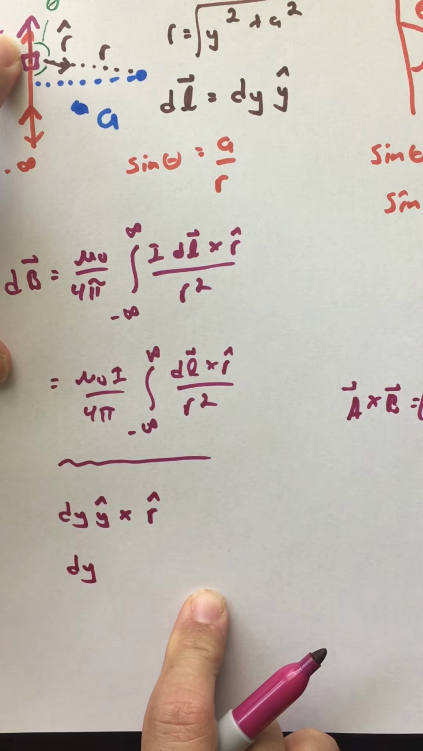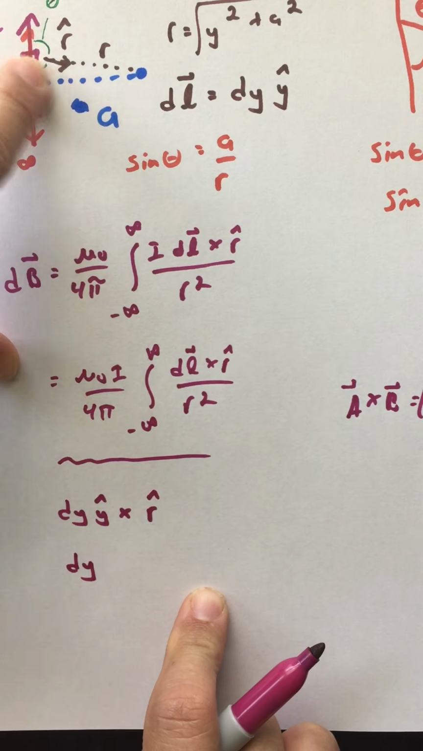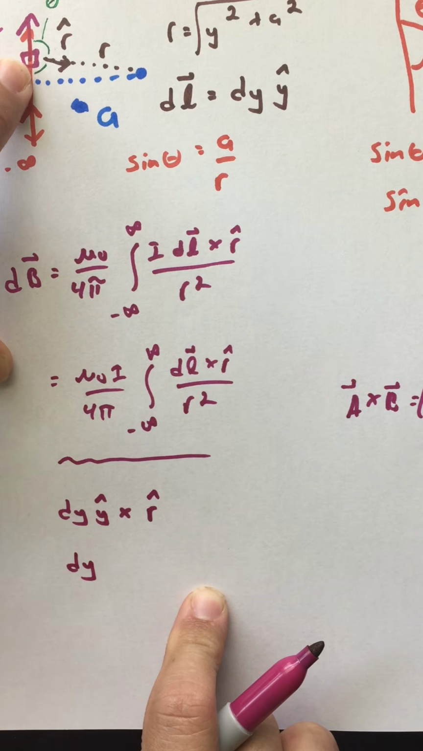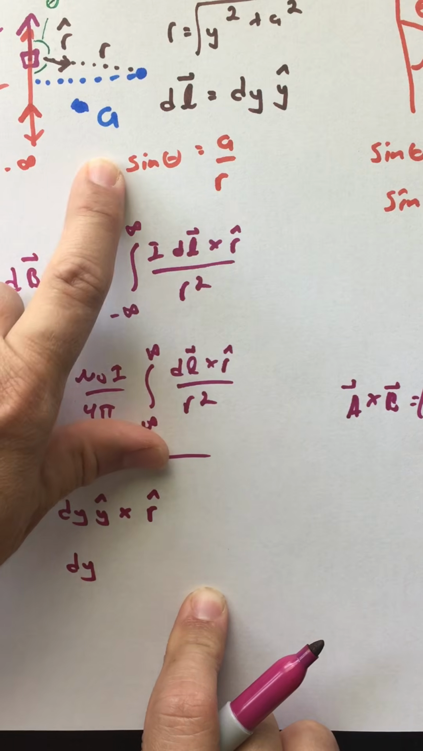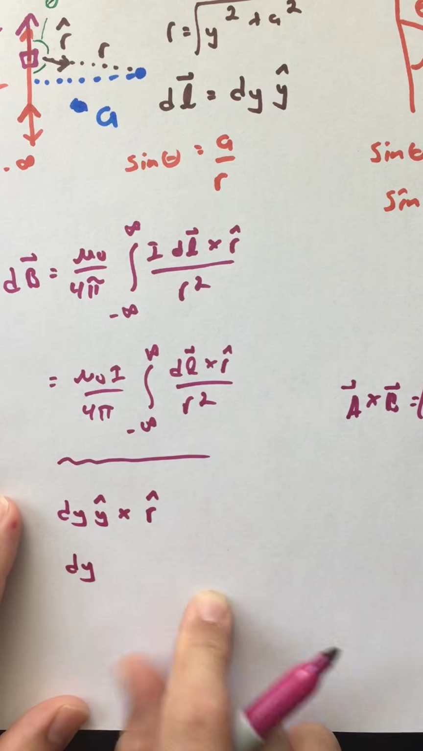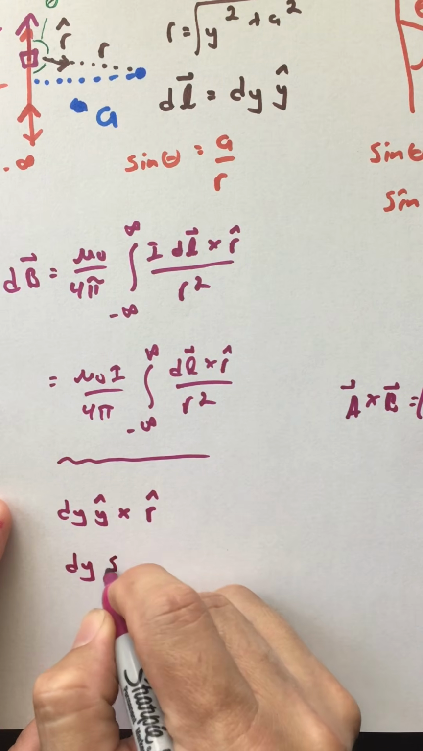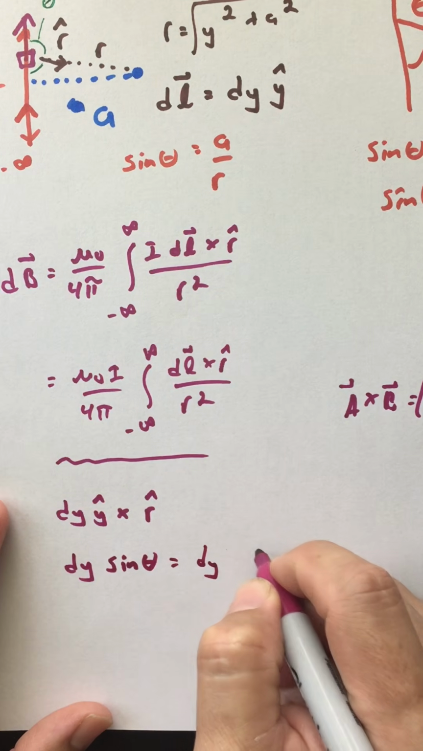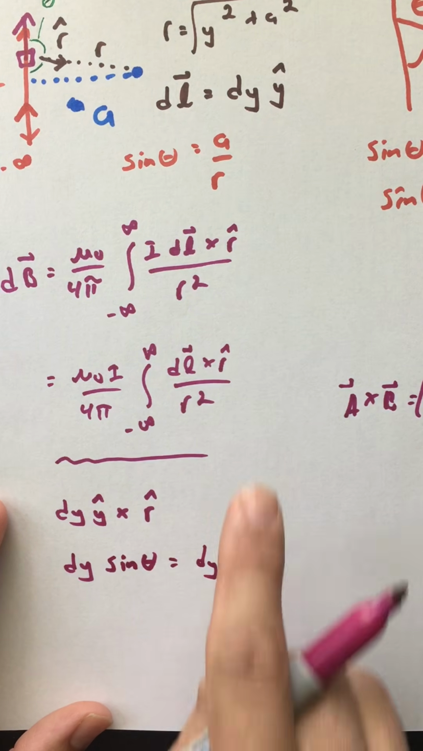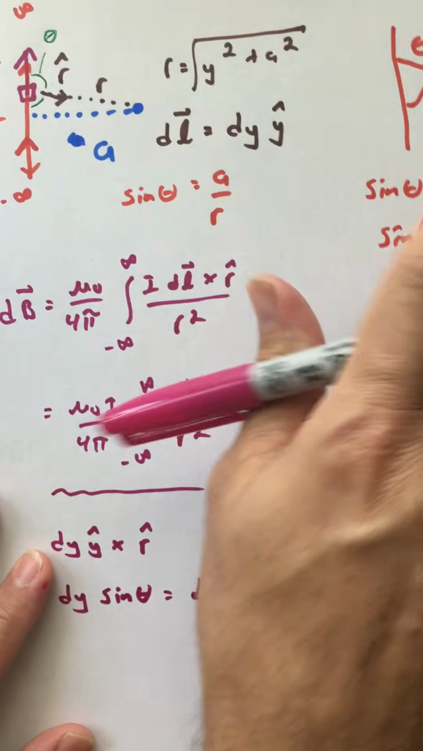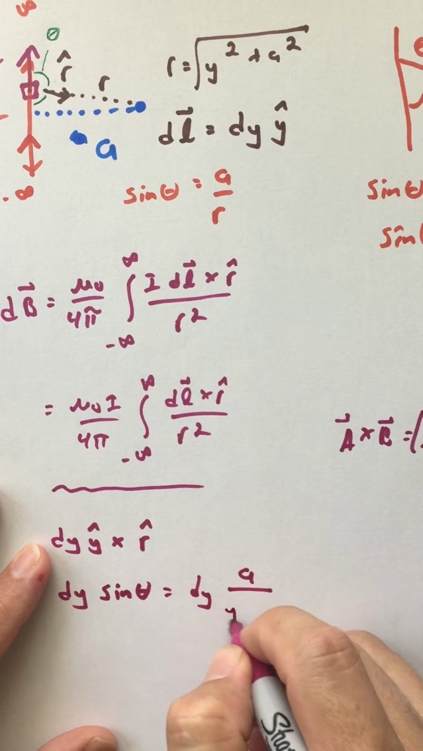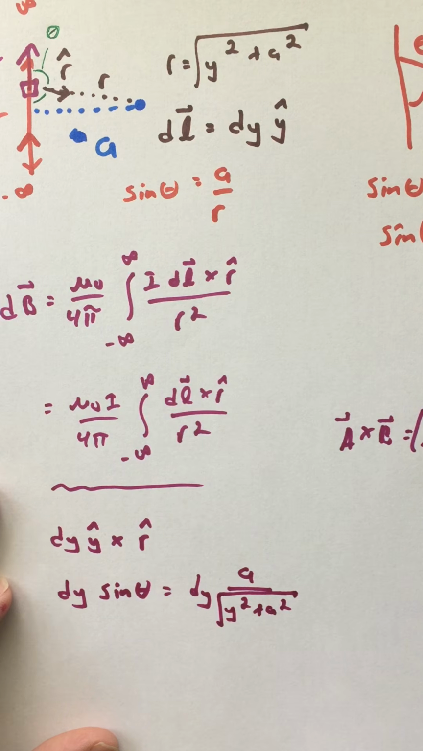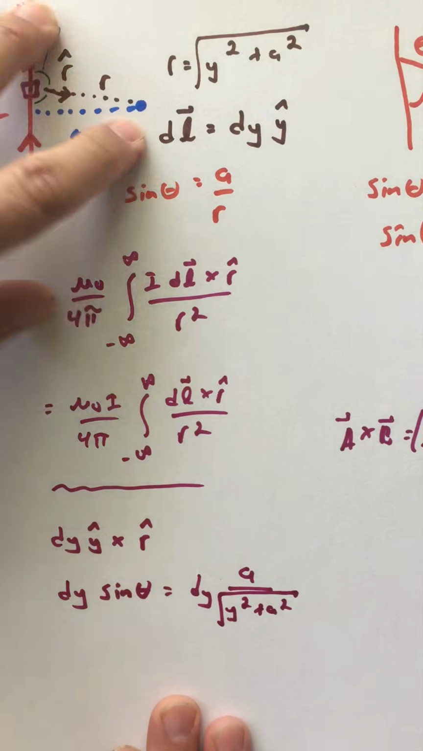But what I do get out of it is the sine of the angle between them. Well, what is the angle between them? Here's dy and here's r hat. The sine of that angle, which is theta, I've already determined is the same as the sine of the interior angle here. So I can write that now as A over R. So dy sine of theta, which I will write as dy times A over R, but what is R? It's the square root of y squared plus A squared. Okay, so I've taken care of the cross product, I've taken care of the geometry.